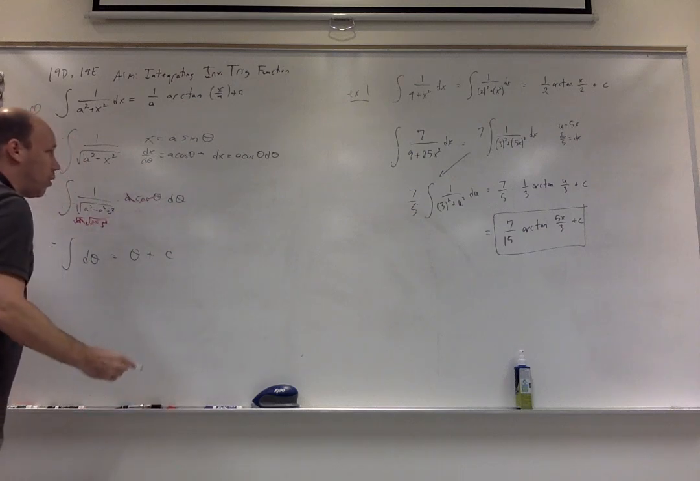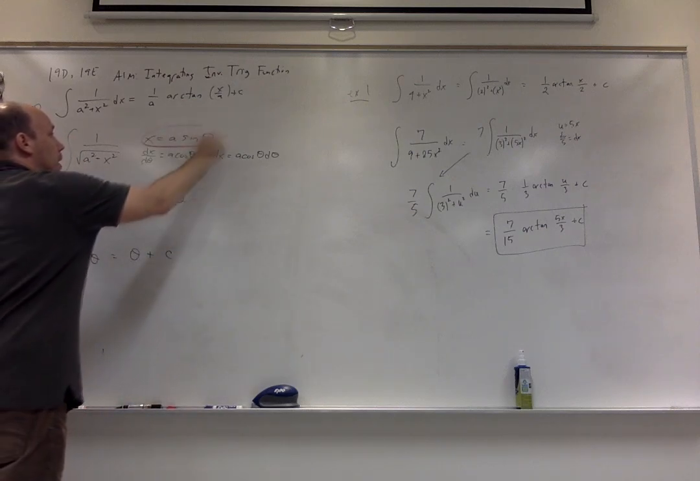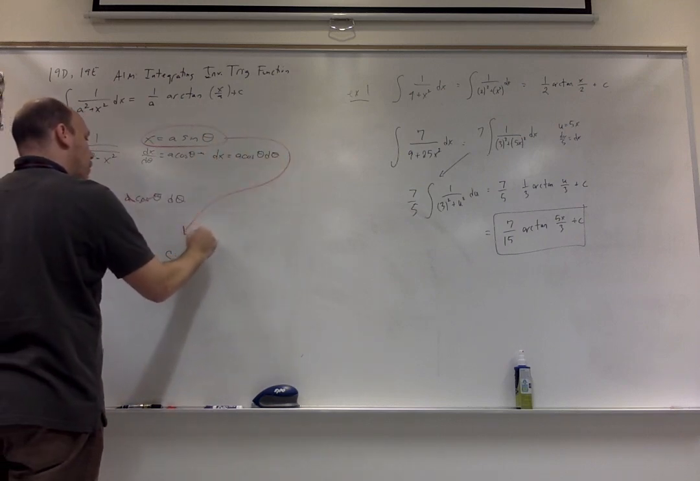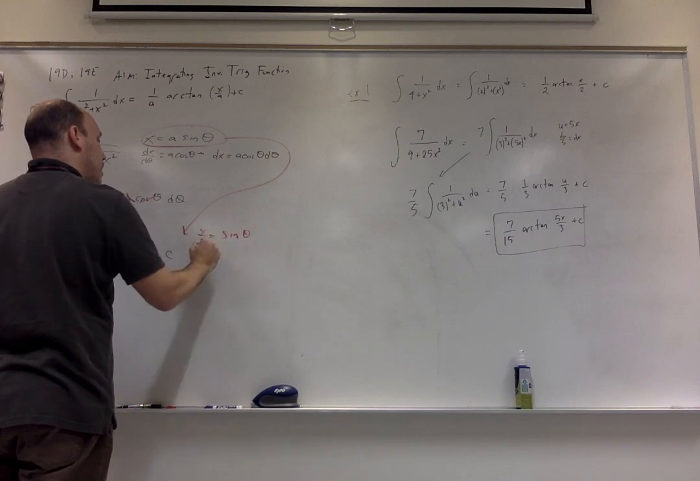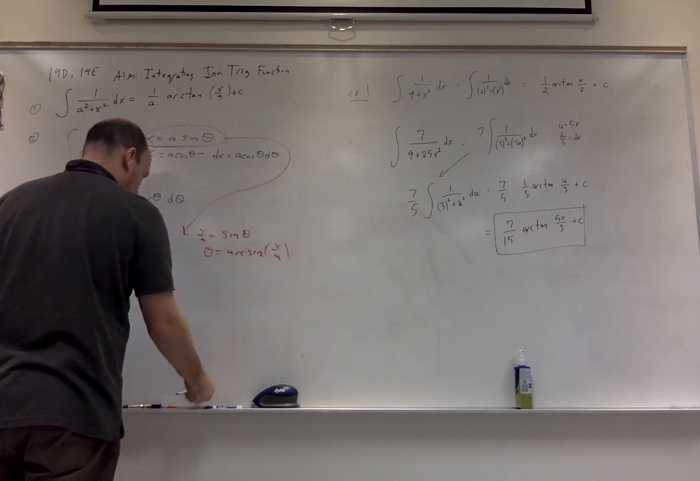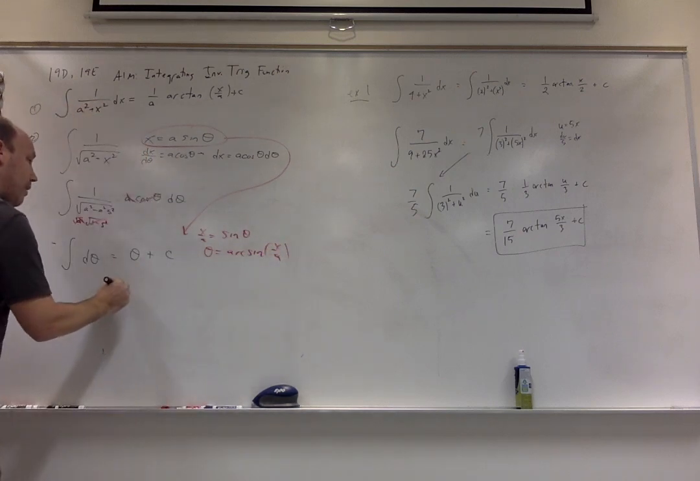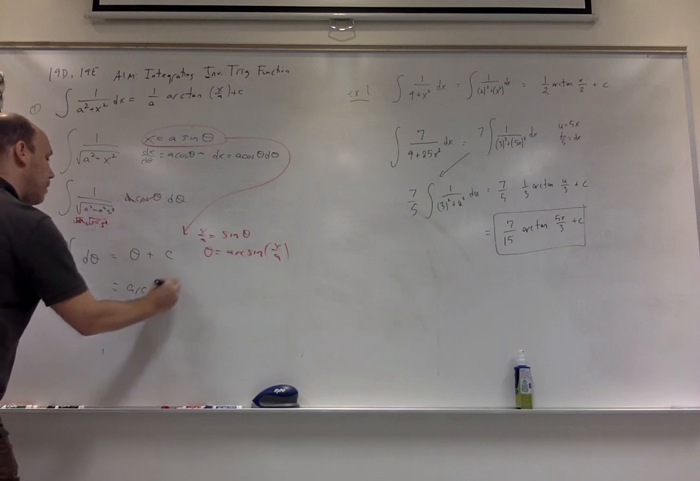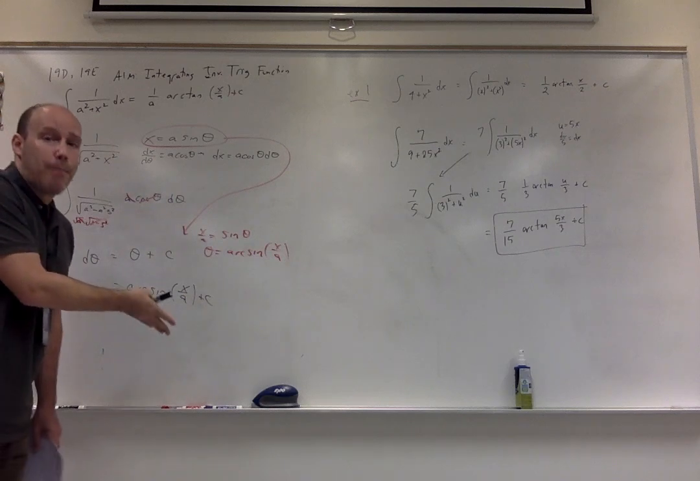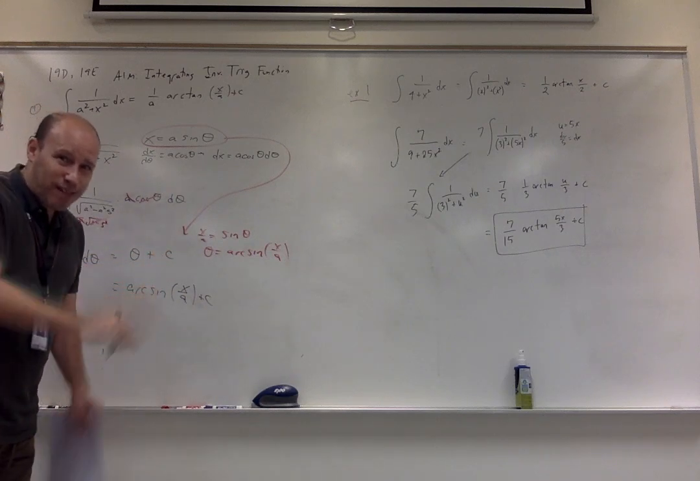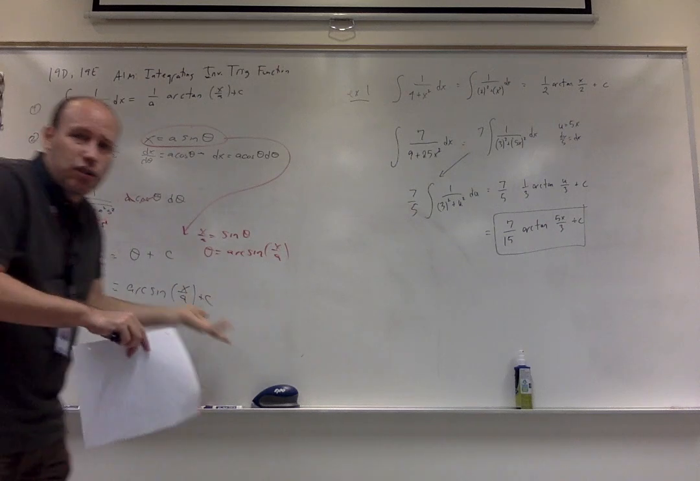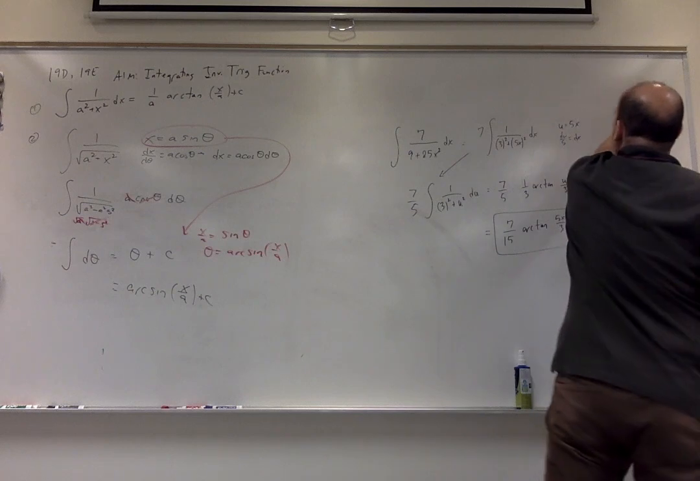But I don't want to stay in the world of theta. I want to go back to x. So I know x over a equals sine theta. Theta equals arcsine of x over a. Therefore, the final answer is arcsine of x over a plus c. And that's the formula in the back of the book. Once again, you don't have to memorize it. It's there, but I want to show you how we got this. It's through these trig substitutions. Let's choose 2 examples.